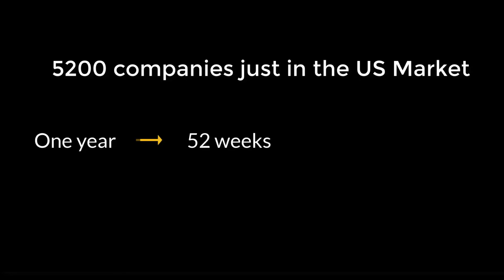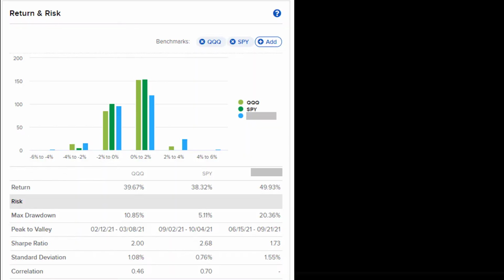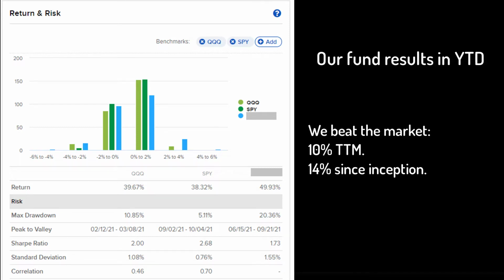With 52 weeks in a year, we would have to analyze around 100 companies per week. That would be 20 companies from Monday to Friday each day. Good luck trying to analyze that many. We developed a system that we're sharing with you so we don't have to analyze 20 companies per day, but just a few of them, and keep beating the market. Let's go and check it out.